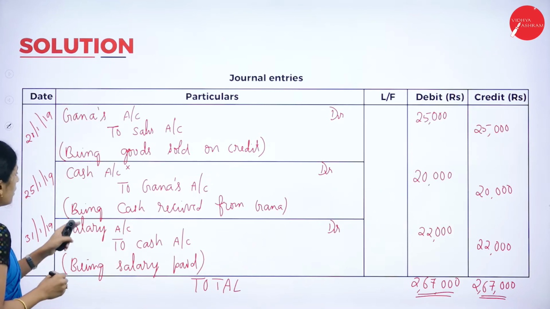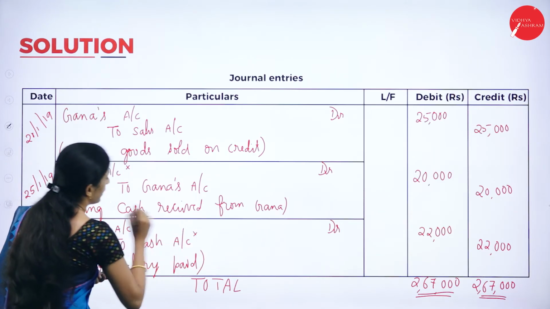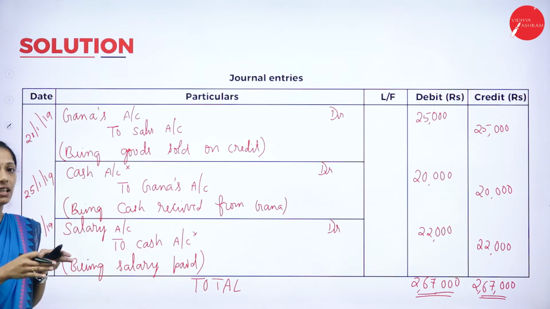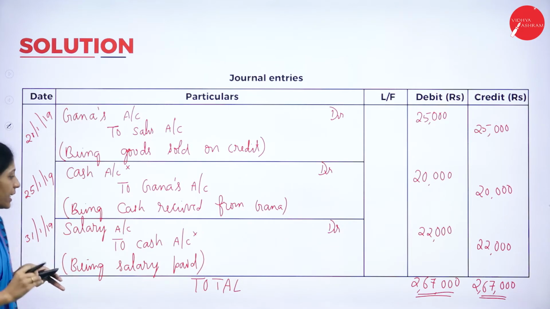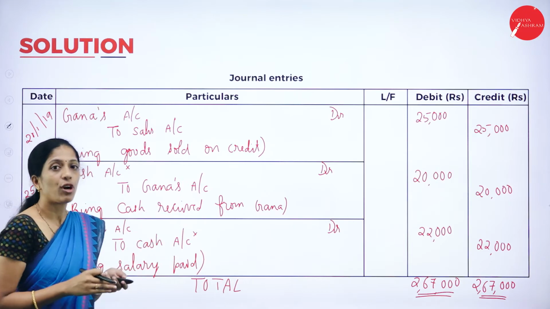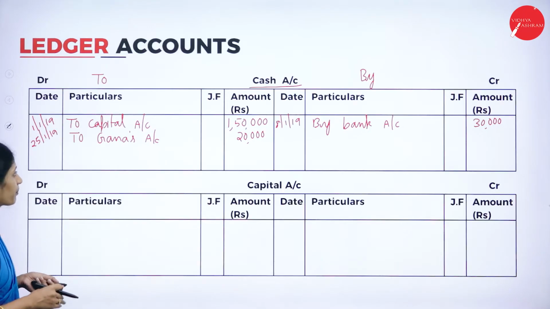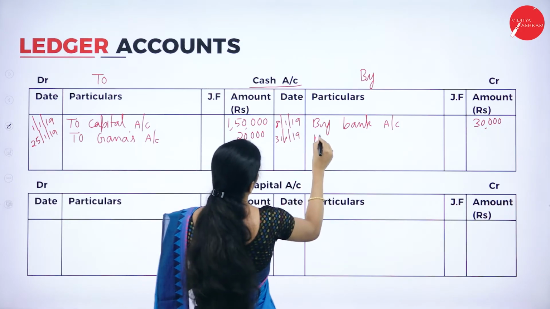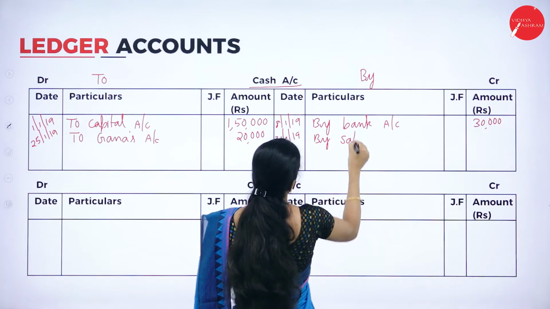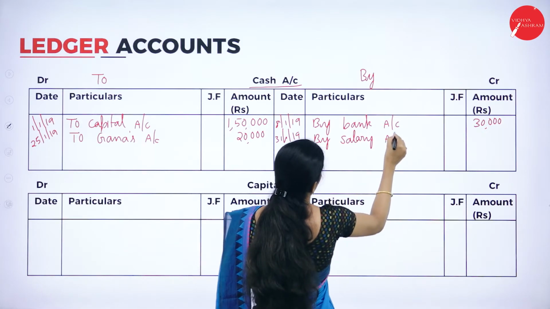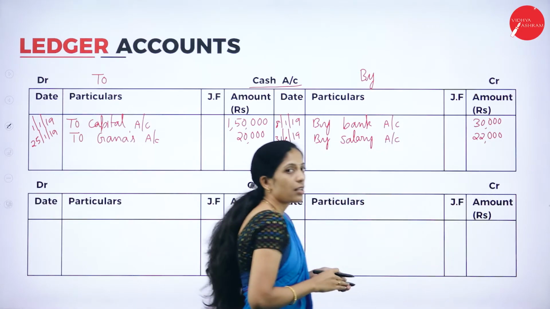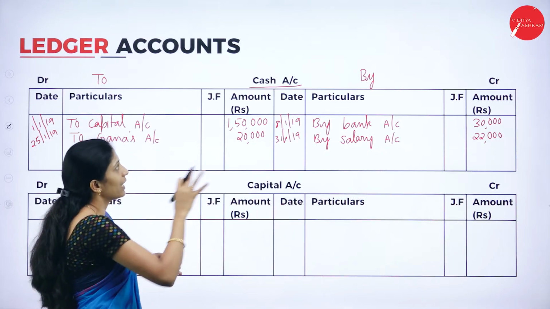Next one. Here also there is cash account. So leave this cash account. Remaining account is what? Salary account, but it is on the credit side. So by salary account, 31st/1/2019 by salary account, and the amount is 22,000. Only so much. So we are done with the cash account.